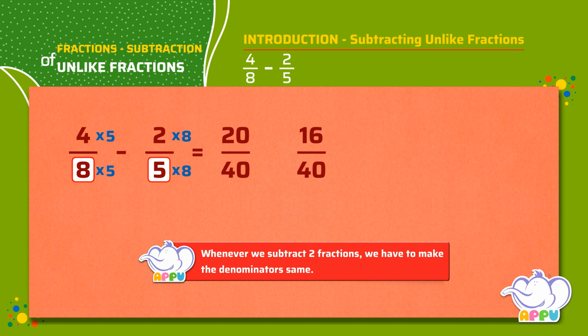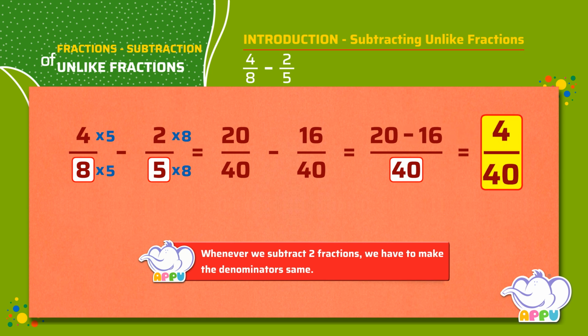This becomes 20 by 40 minus 16 by 40. Now the denominators are the same for both the fractions. That is 40. We write the denominator as 40. And we subtract the numerators. 20 minus 16 equals 4. The answer is 4 by 40.